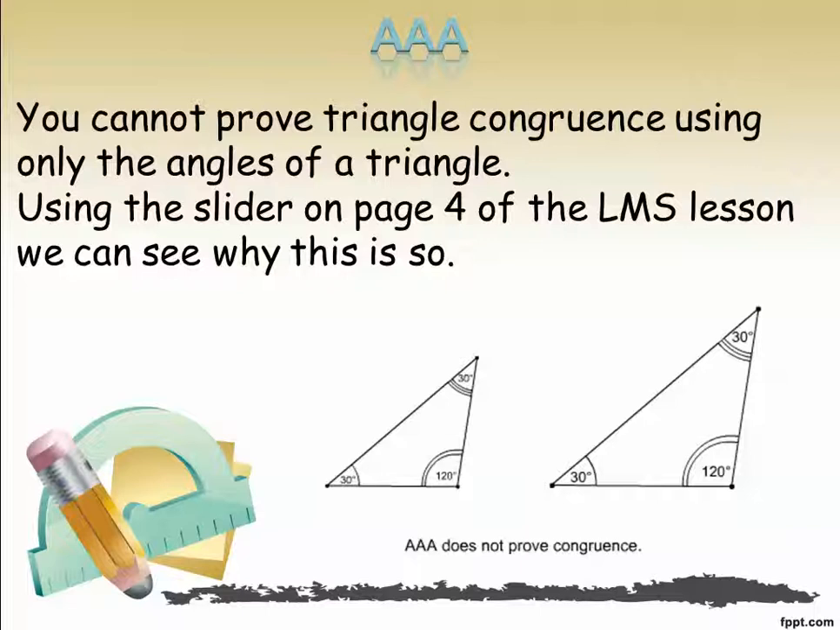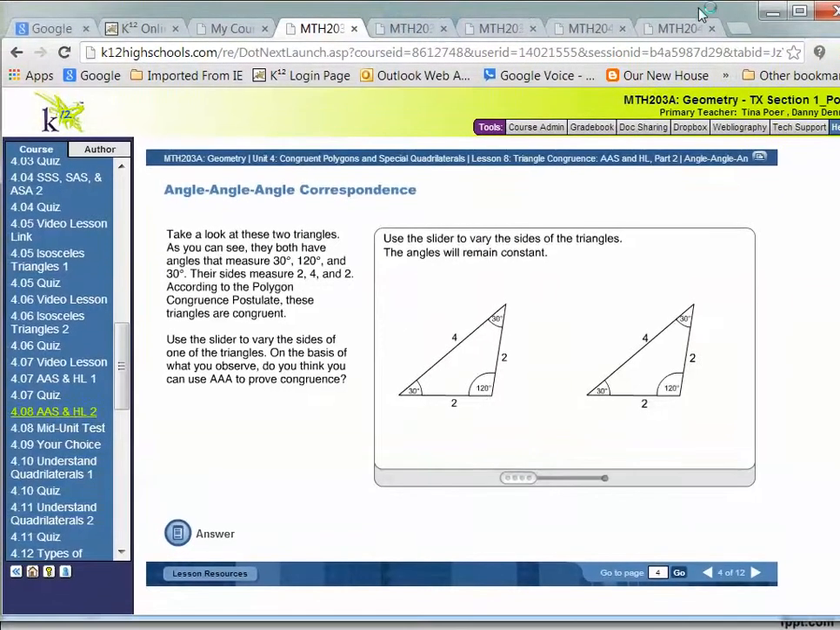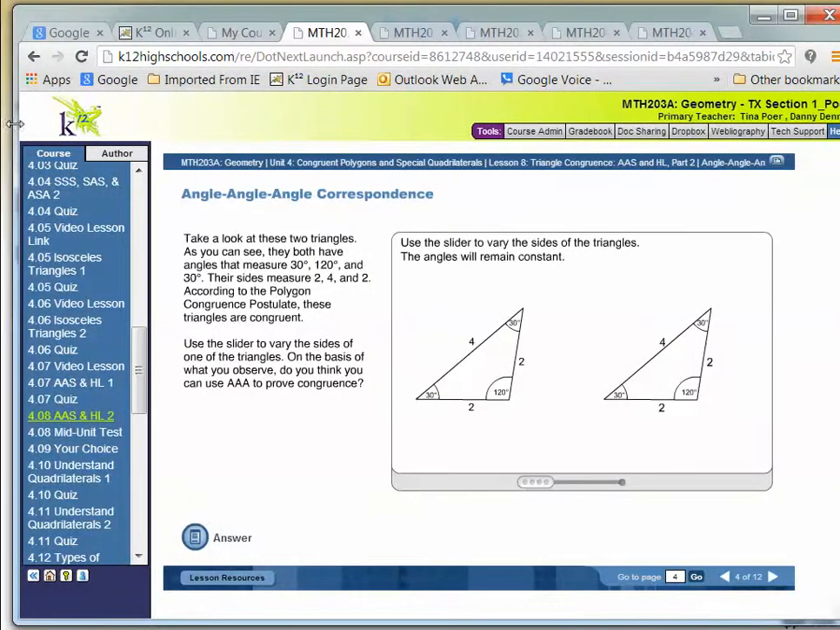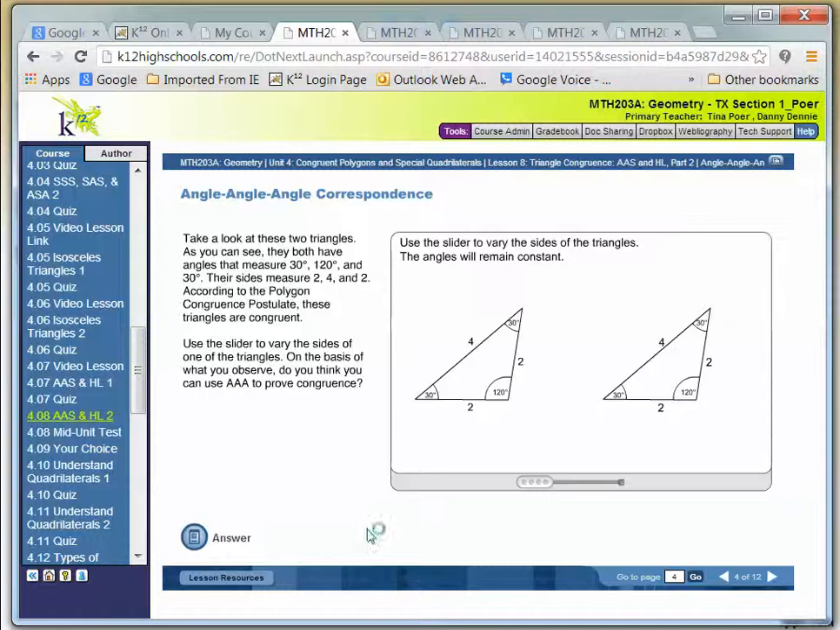First off, you cannot prove triangle congruence using only the angles of a triangle. So what we're going to do is use the slider that's on page 4 of your LMS so we can see why this is so. I believe you should be able to see my screen. Let me make it a little smaller just in case. There we go. And watch what happens.